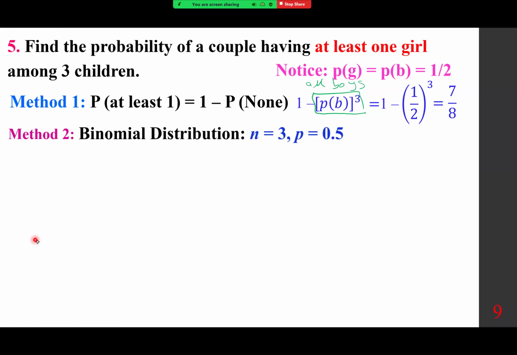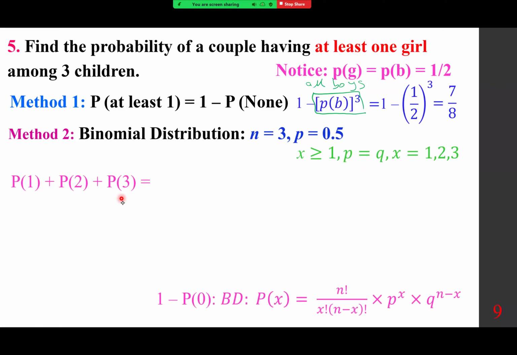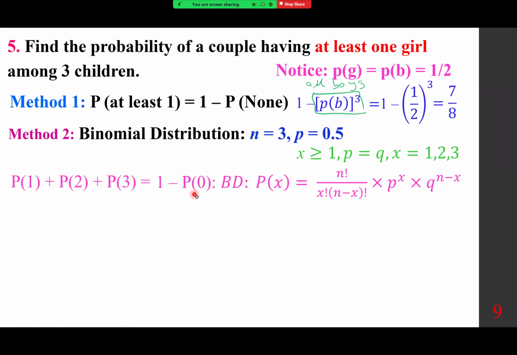Here's method 2, binomial distribution. N is 3. Probability is 0.5. Please understand, it so happened probability is the same for both of them, but this is considered probability of success. What we want in this case is to deal with a child born to be a girl. So probability of at least one, x must be larger than or equal to 1. P and Q are the same, happen to be 1/2. X is 1, 2, 3 because we have total of 3. And so probability of 1 plus probability of 2 plus probability of 3. And again, it's easier to write it as 1 minus probability of 0 because this one, 3 of them has to be calculated. Only this one is calculated, subtracted from 1.